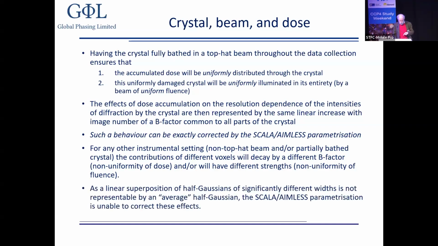So what that will produce as a net effect in the intensities you measure is that instead of having a simple Gaussian of increasing attenuation as you have in the ideal fully bathed top hat beam case, then you will have a superposition of half Gaussians of different widths. And there is no way that this can be corrected by a single Gaussian factor for each image.